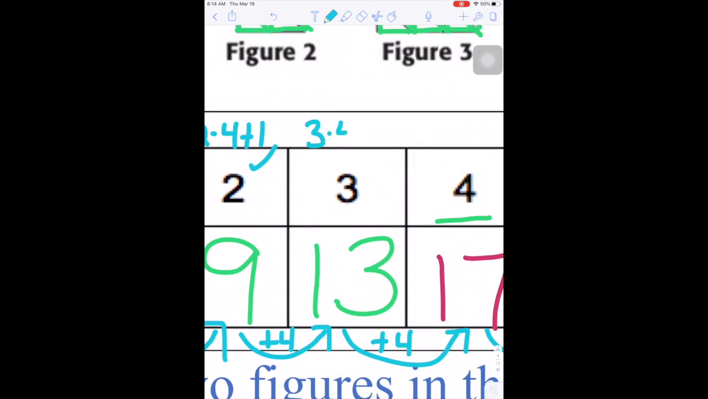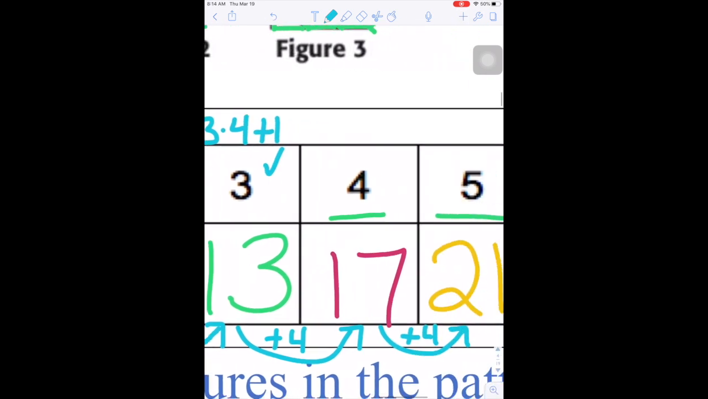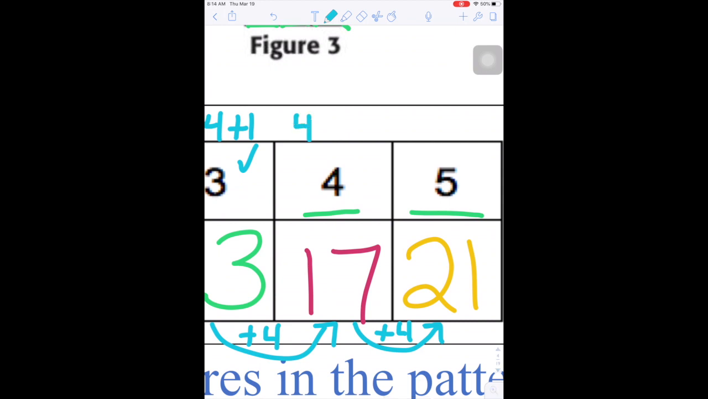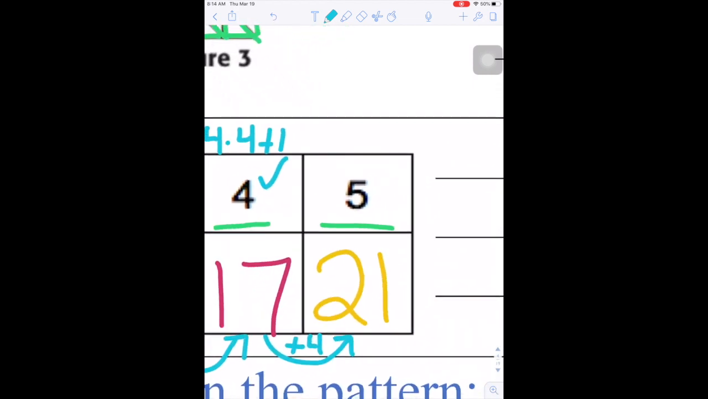3 times 4, 12, plus 1, 13. 4 times 4, 16, plus 1, 17. That one works. It's always good to check and make sure that it works for each of them. 5 times 4 plus 1. 5 times 4 is 20, plus 1, 21.